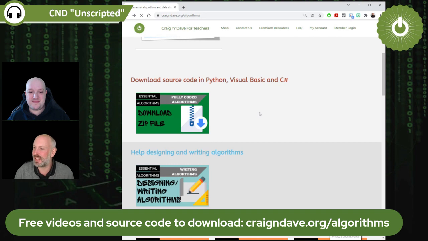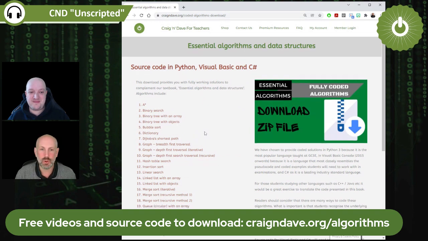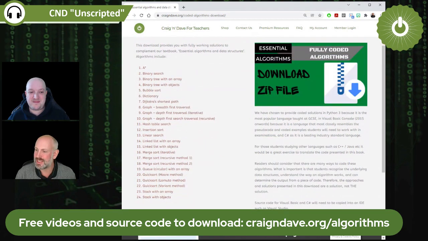Anyway, let's click on the download zip file because this is the bit that I'm really proud of because it took me ages to do this. So what you've got literally are 24 algorithms there. We've just been looking at the quick sort. I've got code here for you for the Hoare method, for the Lomuto method, for the variant that I teach. It's all there in Python, and in all three languages. Yeah, I was going to say Python PEP8 standard, but also Visual Basic and C#.